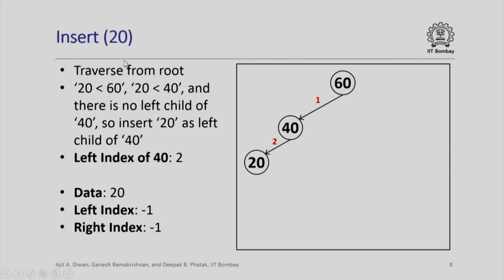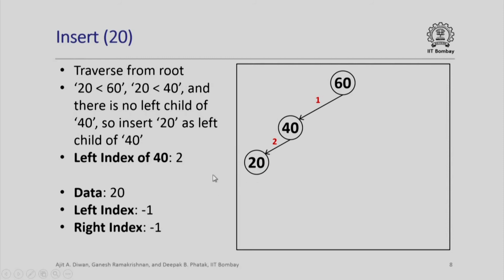Consider similarly another value which comes in is 20. For inserting any node, the typical sequence is we start at the root and start traversing from the root towards a value which is close to 20. For example, 20 is less than 60, so we traverse to the left. We notice that there is a node at 40, but 20 is less than 40 and there is no left child of 40. So we know now 20 has to be inserted as the left child of 40. Consequently, we set the left index of 40 as 2 and insert the data value 20 in a node here with left index and right index currently as -1.